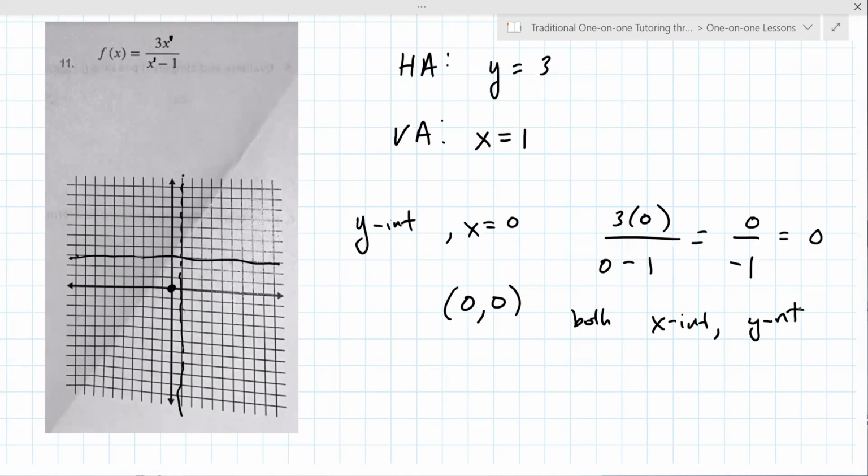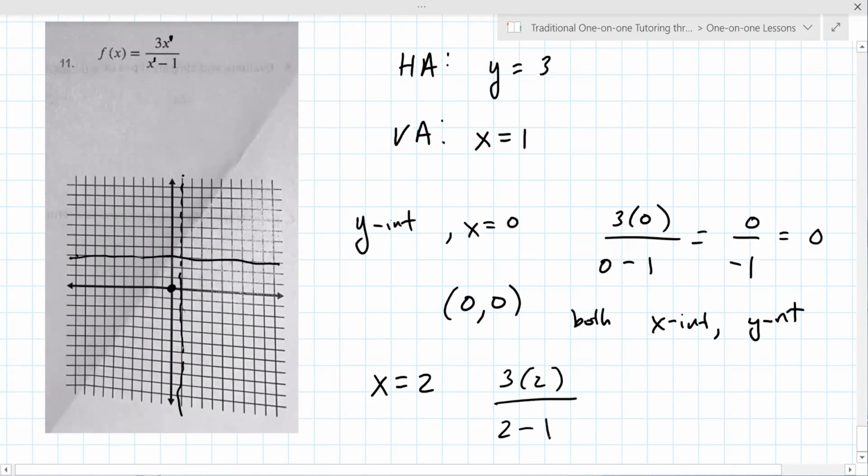To do this one, we probably need to pick points to the right of 1 and to the left of 1. So let's pick something like x = 2. So that's 3 times 2, I'm just putting that value back into f of x, over 2 minus 1. So that's 6 over 1, which is 6. So we can graph that point: when x is 2, y is 6. 2, 1, 2, 3, 4, 5, 6. Okay, so there's a point there.